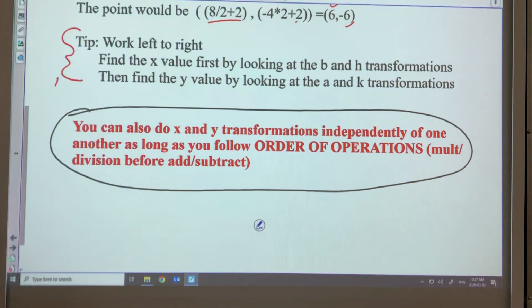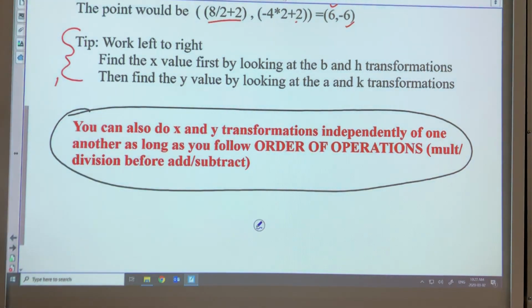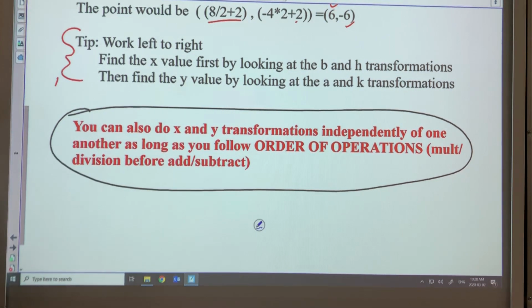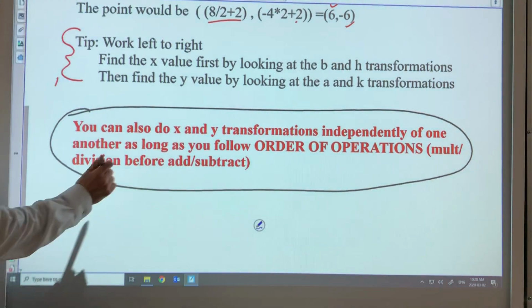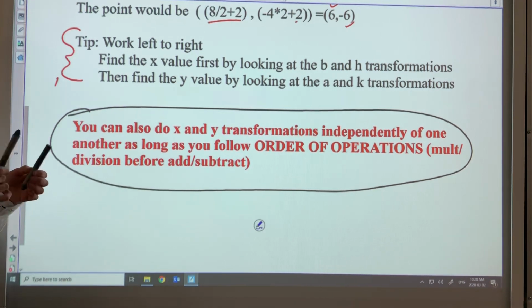Yeah, you are doing order of operations. So that means multiplication and division come before addition and subtraction. But you are doing the x and y transformations independently of one another. Okay? So it doesn't matter if you do the y ones first and then the x ones, or the x ones and then the y ones. You'll get the same answer as long as you're following order of operations. Okay? If you get that, this stuff is all pretty straightforward. Like this is the key. For sure.